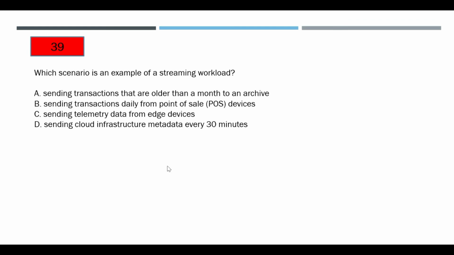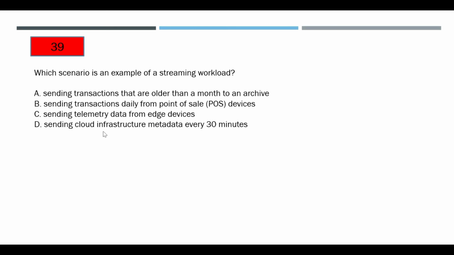Sending cloud infrastructure metadata every 30 minutes. When you're sending metadata, it is not having a lot of changes, and you're sending it every 30 minutes. It's not real time. So what you're doing is you're basically collecting those data sets and waiting for a trigger point of, say, a schedule, and every 30 minutes you're sending that data point. So this is not an example of real time. Option C is an example of real time because you're sending telemetry data from edge devices. So you're sending it real time.